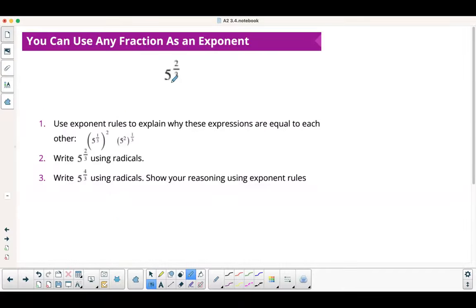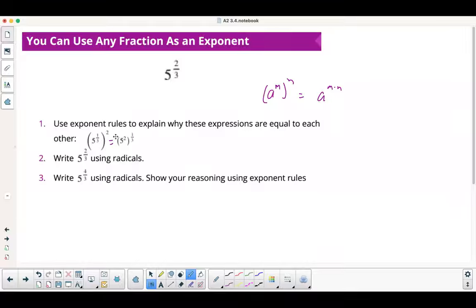All right, so here I have 5 to the 2/3. Okay, use exponent rules to explain why these expressions are equal to each other. So why are these two here equal? Well, exponent rules, algebra 1, if you have a to the m raised to the n, it equals a to the m times n. So you multiply.